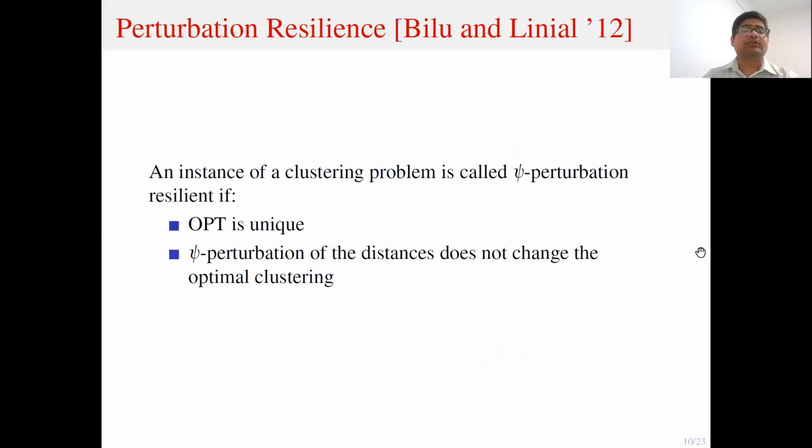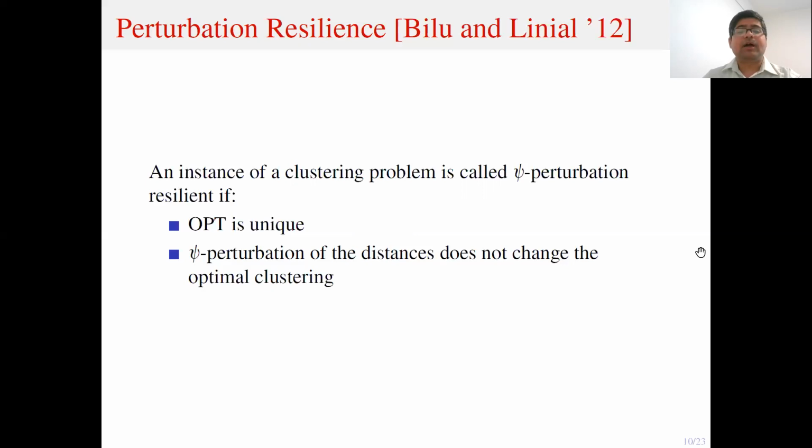And there are different notions of stability available in the literature. Here we consider the more popular perturbation resilience, which was introduced by Bilu and Linial in the context of maximum cut. In the context of a clustering problem, an instance is called good or psi perturbation resilient for some positive real number psi if two conditions hold.